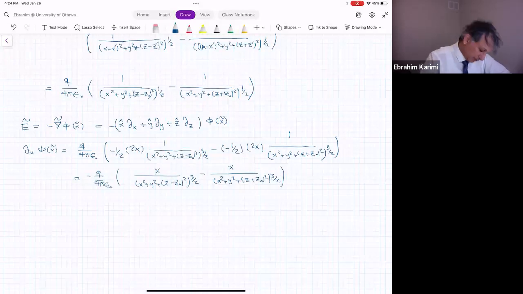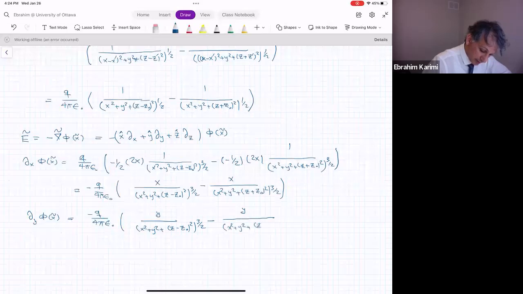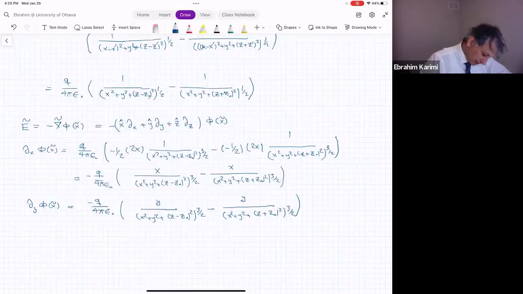Derivative with respect to y of phi of x, which will be minus q divided by 4 pi epsilon naught, of y divided by (x squared plus y squared plus (z minus z0) to the power of 2) to the power of 3 halves, minus y divided by (x squared plus y squared plus (z plus z0) to the power of 2) to the power of 3 halves. Good. And what about derivative with respect to z of phi of x?